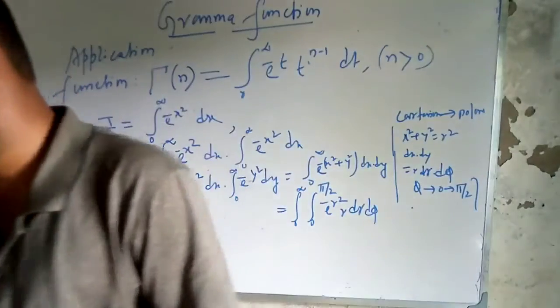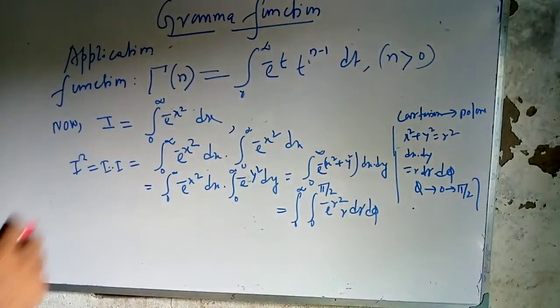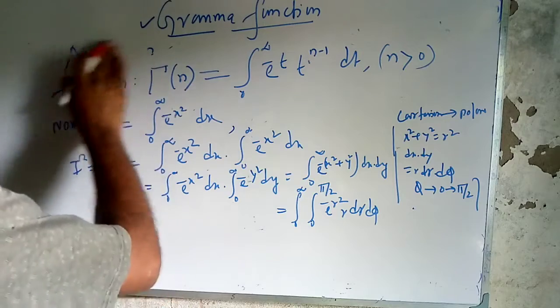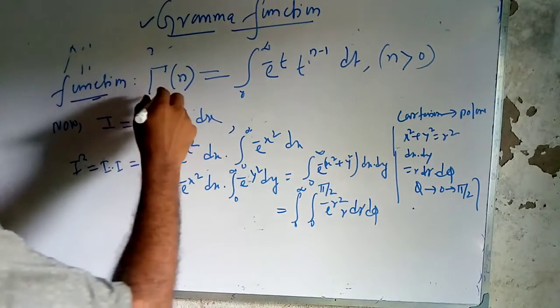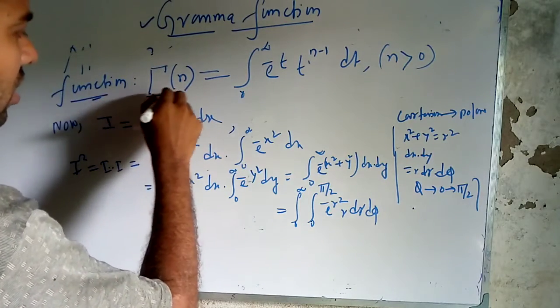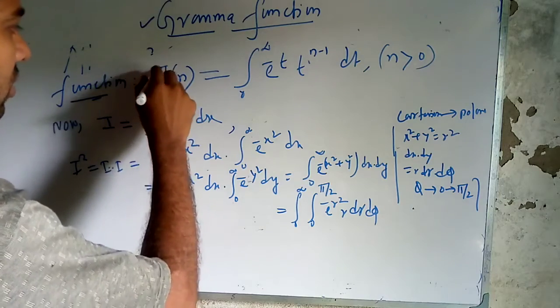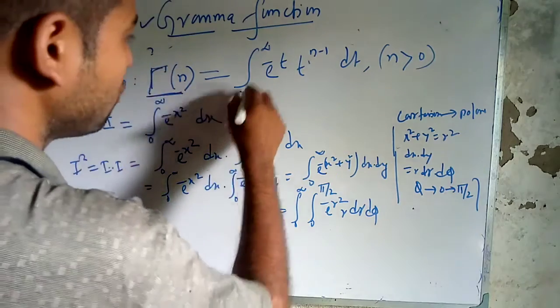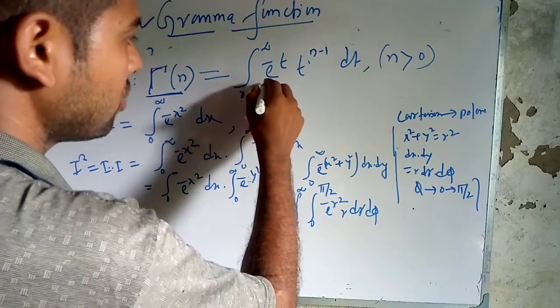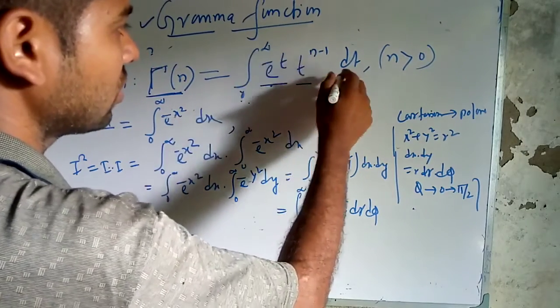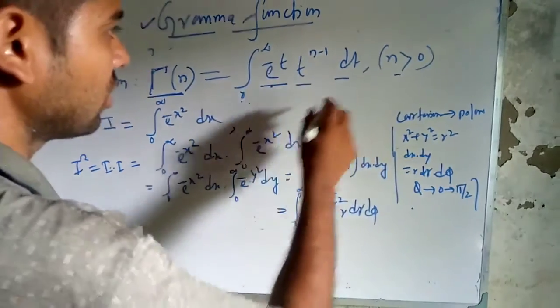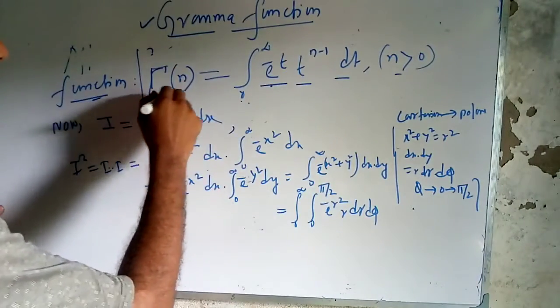And what is the gamma function? Let us see. The gamma function is written as factorial, gamma of n. The gamma function of n is written as the integral from 0 to infinity of e to the minus t, t to the n minus 1, dt, where n is greater than or equal to 0. This is actually the gamma function.